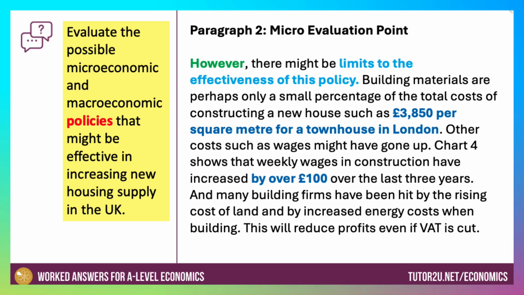However, evaluation: there might be limits to the effectiveness. Of course, effectiveness is in the question, so bring it into the evaluation. Building materials are perhaps only a small percentage of the total cost of building a new house, such as the nearly £4,000 per square metre for a townhouse in London. Other costs, such as wages, might have gone up, and indeed Chart 4 shows that weekly wages in construction have increased by over £100 over the last 3 years. Nice bit of application there.